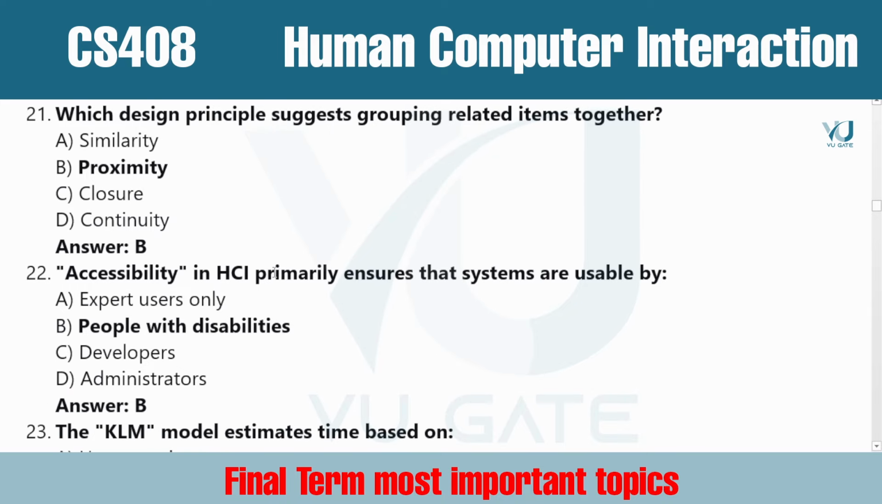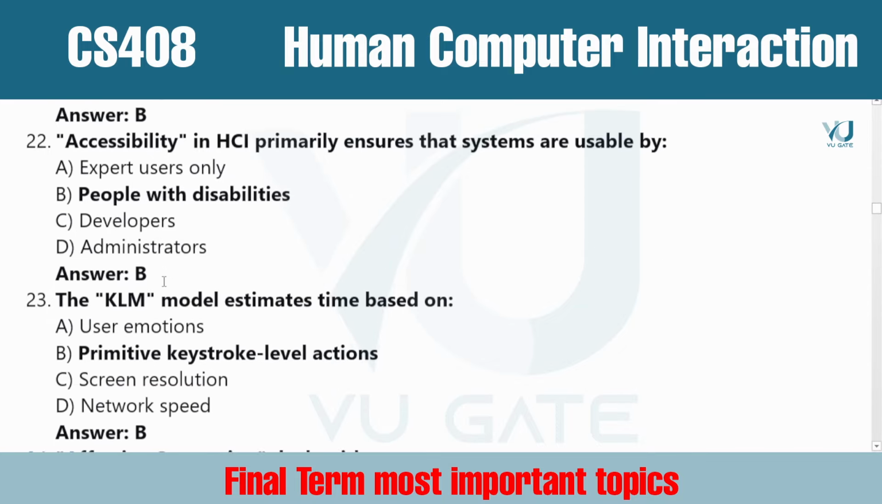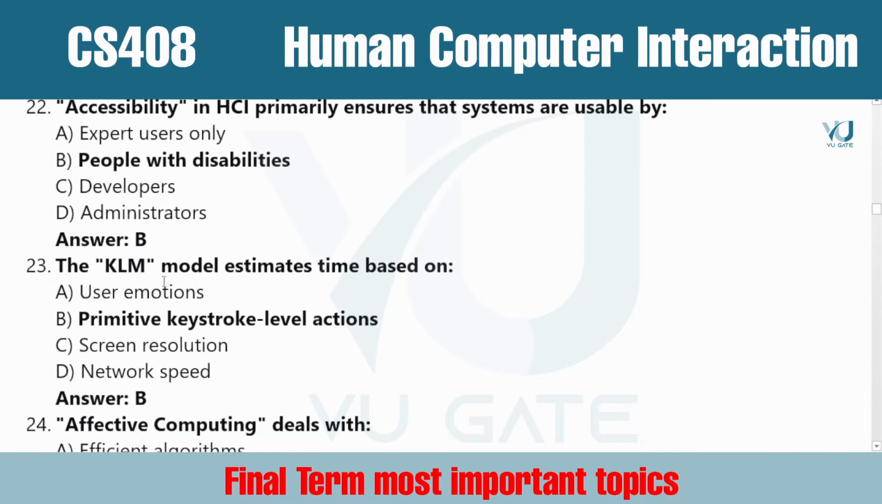Question 21. Which design principle suggests grouping related items together? The correct answer is option B, proximity. Question 22. Accessibility in HCI primarily ensures that systems are usable by. The correct answer is option B, people with disabilities.